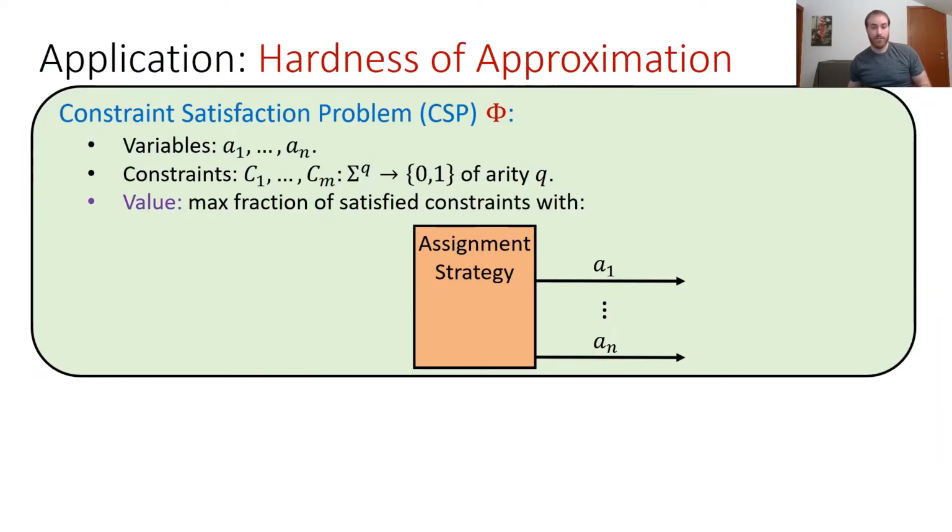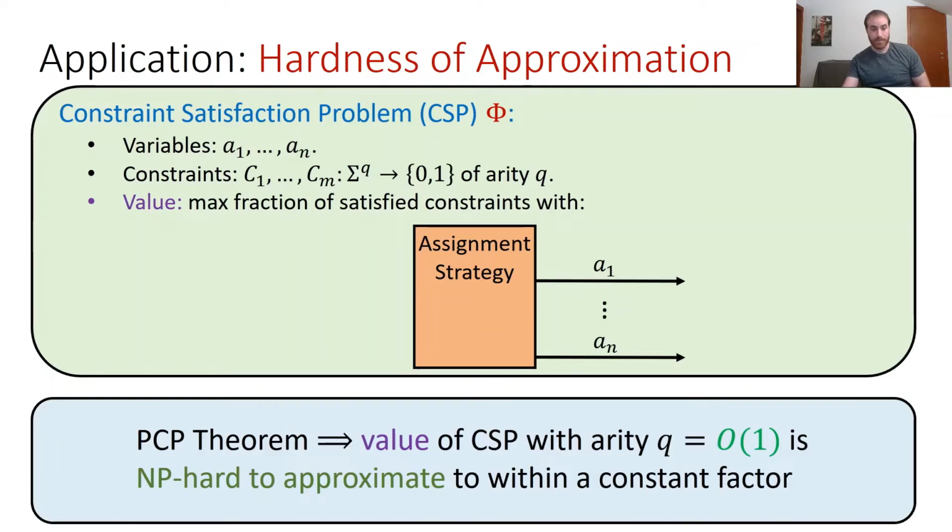An application of these results is for hardness of approximation. So in a constraint satisfaction problem, or CSP, we have a bunch of variables and a bunch of constraints of arity q. And the value of the CSP is the maximum fraction of satisfied constraints when there's some assignment strategy that assigns values to these variables. The PCP theorem tells us that the value of CSPs with constant arity is NP-hard to approximate to within a constant factor.